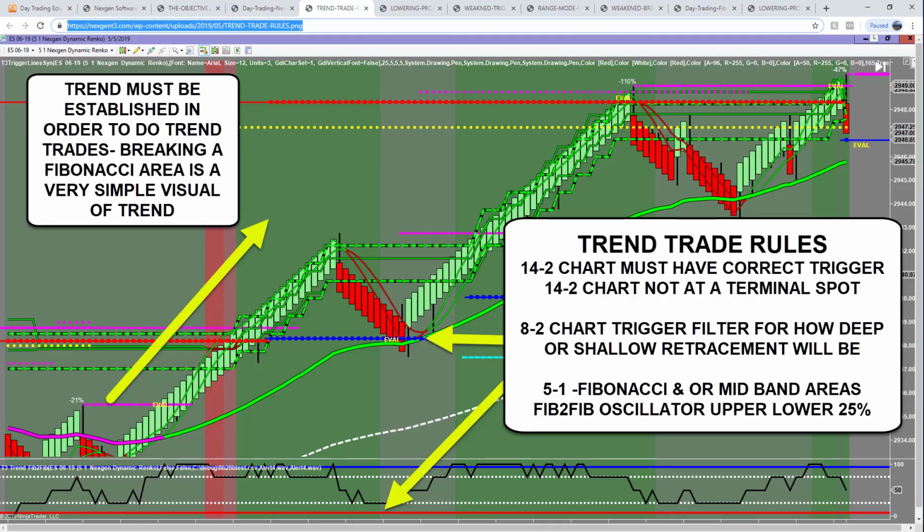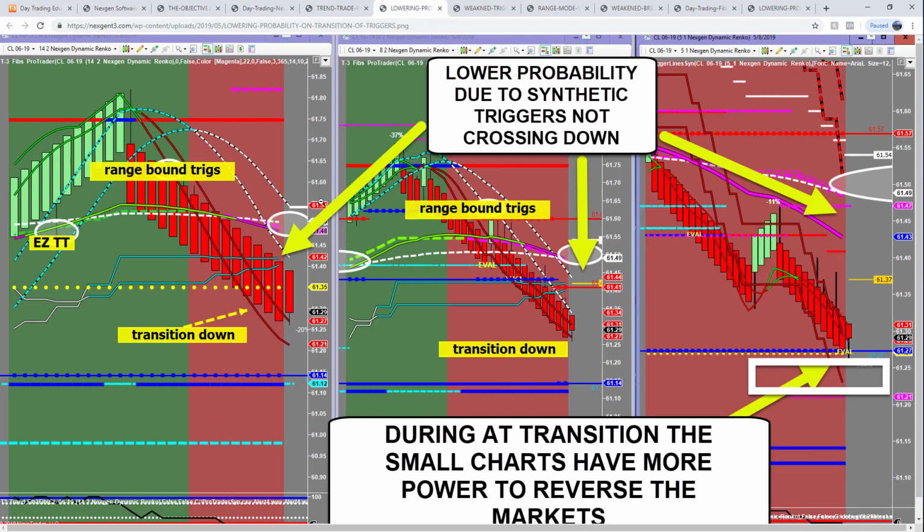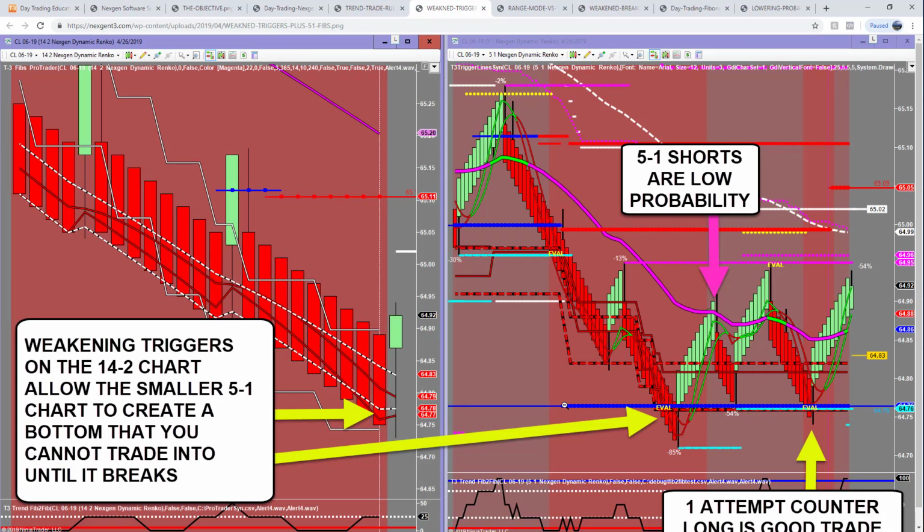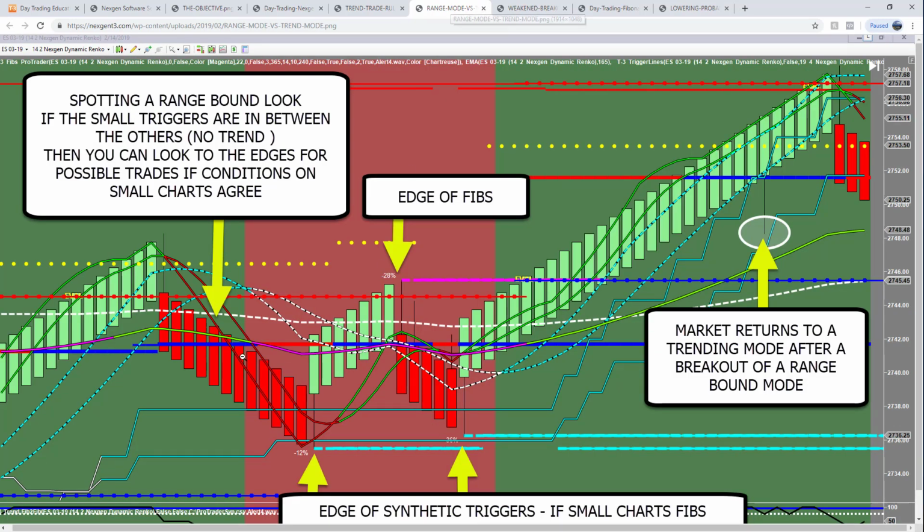We're only going to look at some rules for trend trades. When you look at your chart, there's going to be a look on your 14-2 small charts that will stop you from doing a trade: hitting fibs with divergence. There's also a look on your small chart, large chart combination, fibs with divergence, that is going to stop you when the large chart triggers are weak. When the large chart is range bound, you're not going to do trend trades, and only when the market is trending will you do trend trades. Again, we're not even going to look at this on a 14-2 chart today.